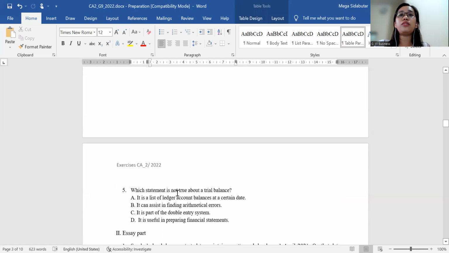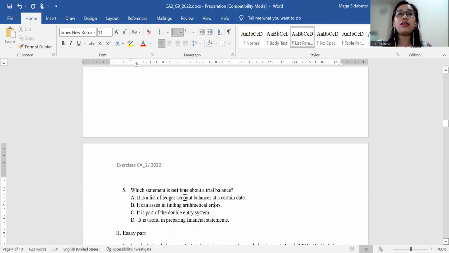Number 5, which statement is not true about the trial balance? Not true, so underline the "not true." It is a list of ledger account balances at a certain date. Of course, it's right, it's the definition of the trial balance. It can assist in finding arithmetical errors. Yes, we can. This is one of the functions of the trial balance.